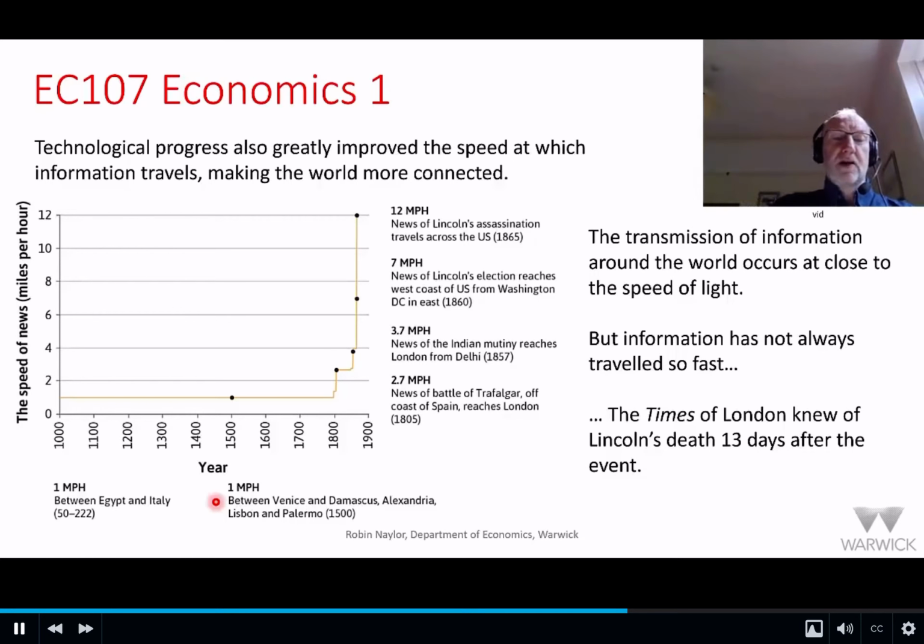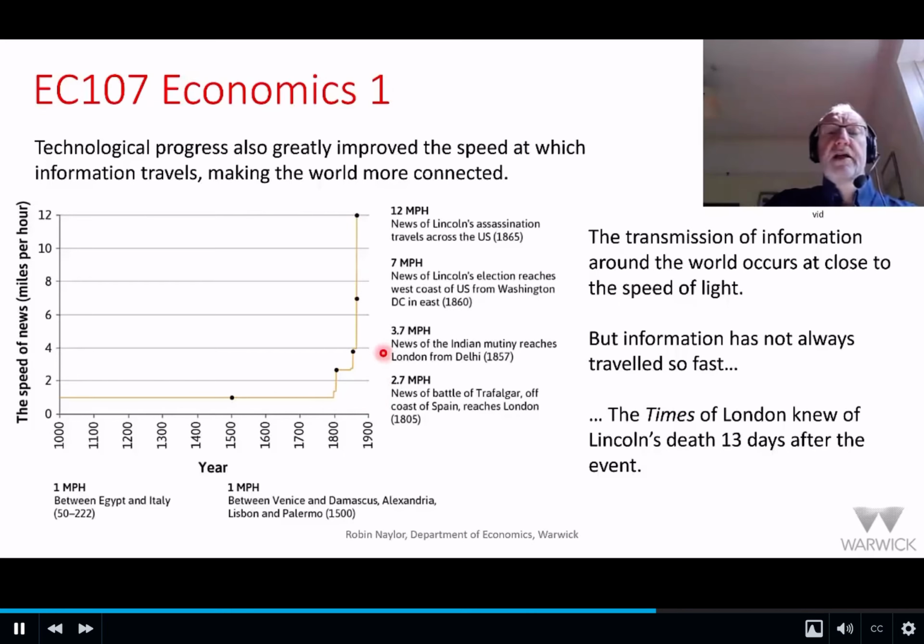Rest and recovery times are needed, and so that's why the rate of transmission of news falls to about 1 mile per hour for all of that period. That includes travel assisted by horses or other animal transport. By 1800, we have had some slight improvement, so that news of the Battle of Trafalgar, for example, off the coast of Spain, was reaching London at a rate of just short of 3 miles per hour.